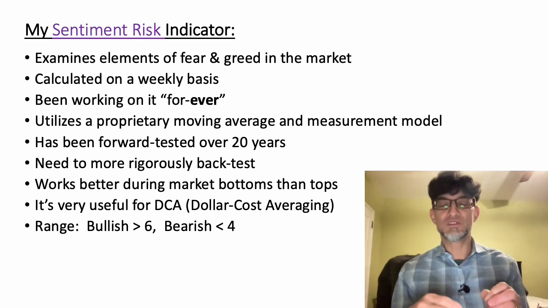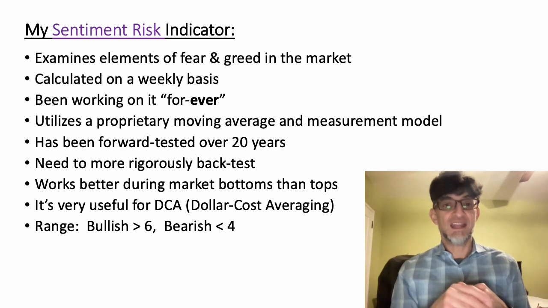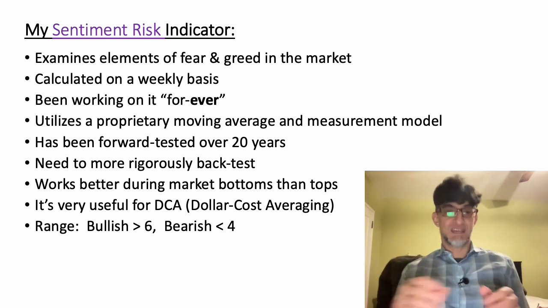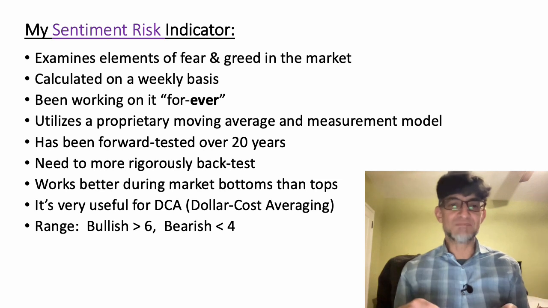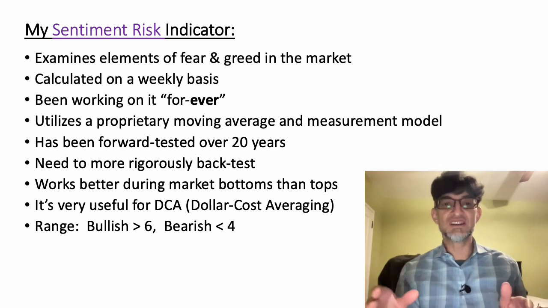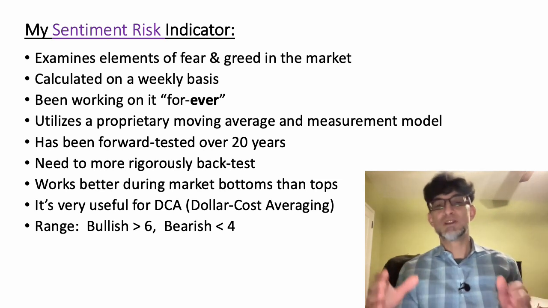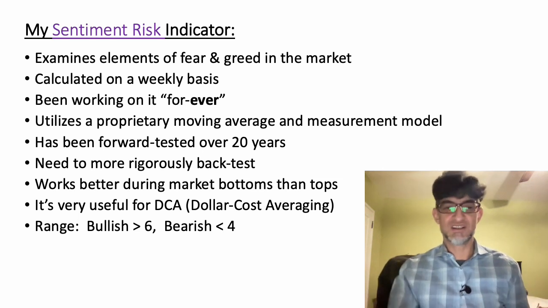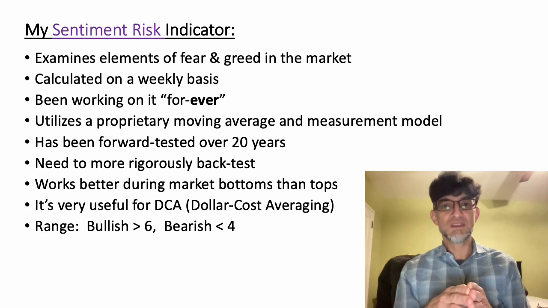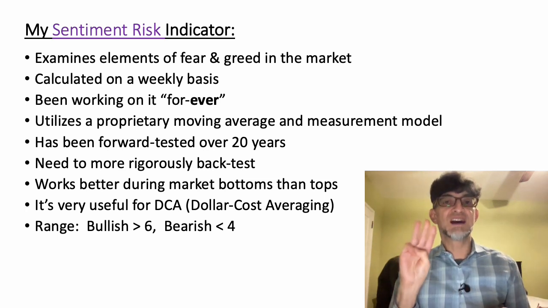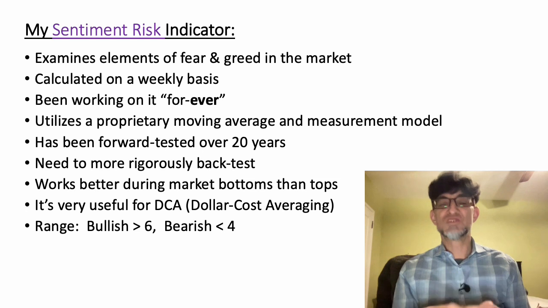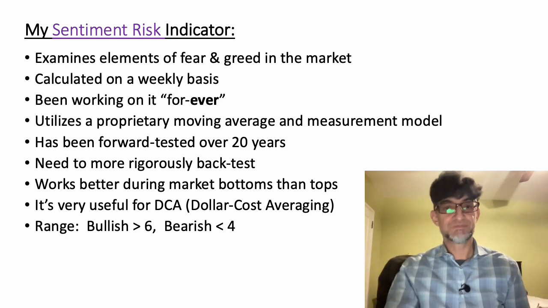It works better during market bottoms, that's for sure. It definitely does a better job when there are some capitulations rather than picking market tops. And it's very useful for DCA. And the range is about like generally if it's above 6, it's bullish, and below 3 to 4, it's bearish. So let me give you some examples. I'm basically going to show you 3 main time periods that included bull and bear markets, and you can see yourself how the indicator worked.